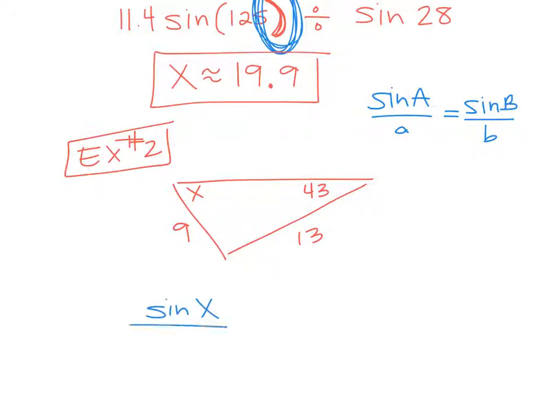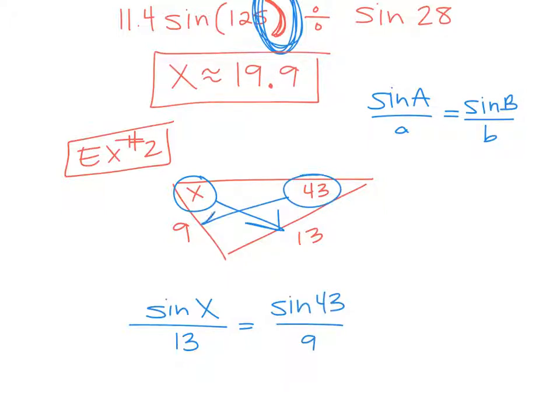Right, so sine x, real quick, x is across from the 13, right? So sine x over 13 equals what? Right, sine 43 over 9, right? The 43 is across from the 9. And then you'll cross multiply it. So cross multiply this, you get 9 sine x equals 13 sine 43. Okay?